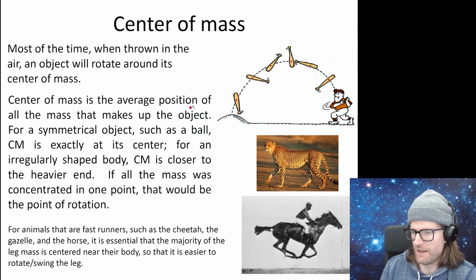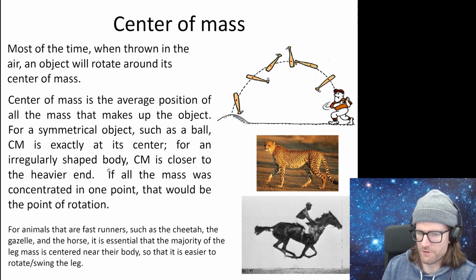The center of mass is the average position of all the mass that makes up the object. For a symmetrical object such as a ball, the center of mass is directly at the center. For an irregularly shaped body, the center of mass is closer to the heavier end. If all the mass was concentrated in one point, that would be the point of rotation.